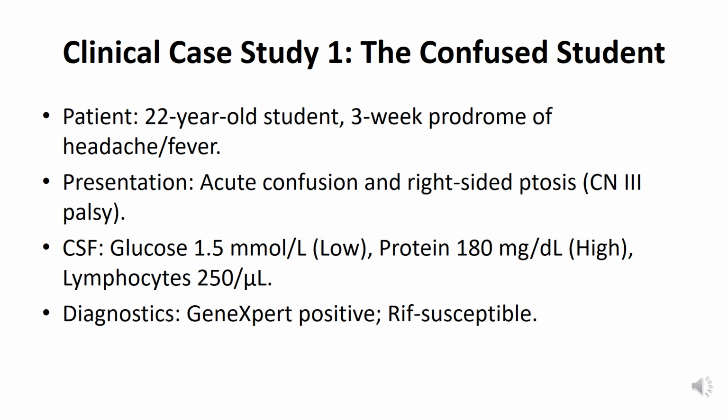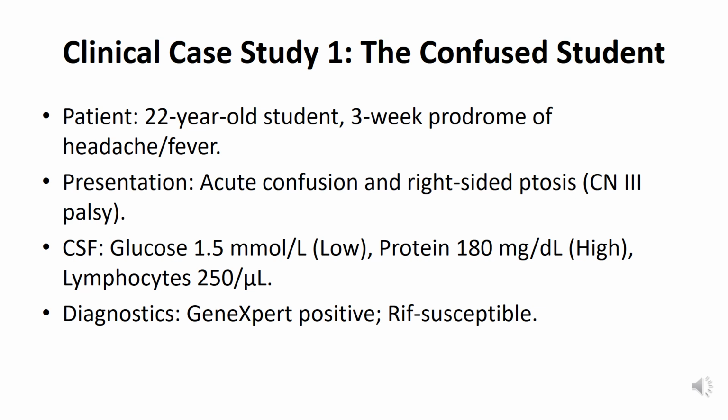The cell count revealed 250 lymphocytes per microliter. This pattern, known as lymphocytic pleocytosis, is commonly seen in tuberculous meningitis. Taken together, the low glucose, high protein, and elevated lymphocyte count strongly pointed toward the diagnosis. To obtain definitive confirmation, molecular testing was performed using the GeneXpert assay. The test detected Mycobacterium tuberculosis DNA in the cerebrospinal fluid.